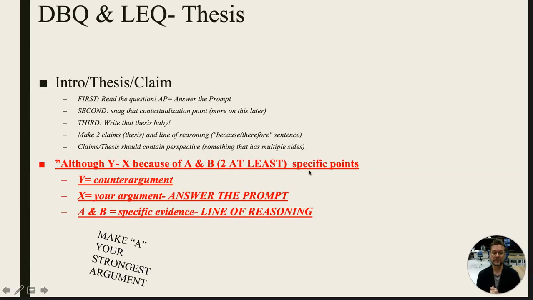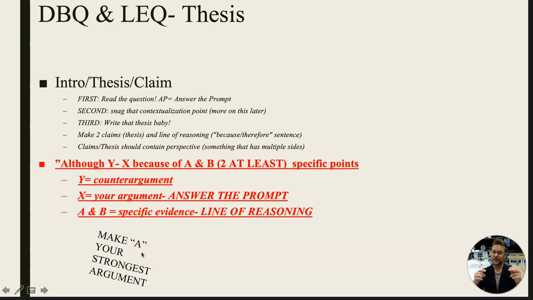Now, in this next part, let's review the thesis, right? Because it is the most important part of your essay. You know, you're going to write your contextualization. You're going to come back and do your thesis. And there's one minor thing that's different with the LEQ. So when you're writing your thesis, although Y, X because A and B, right, and you're having 2 specific points, you want to make your A the strongest argument, right? You want to make sure that it is really strong.